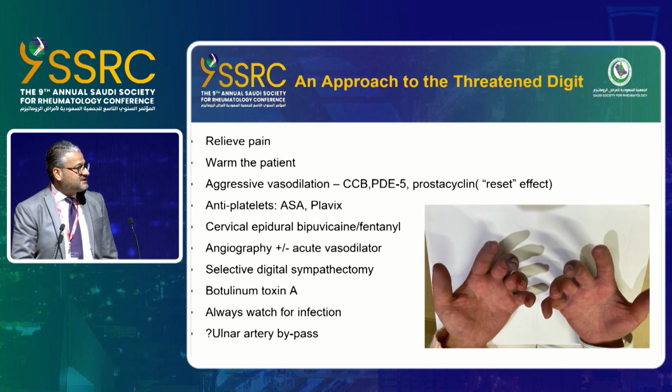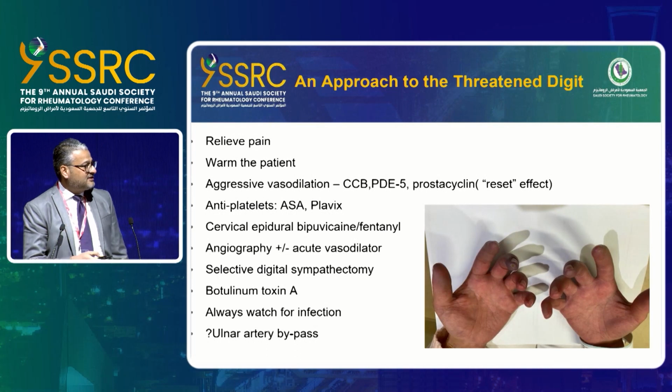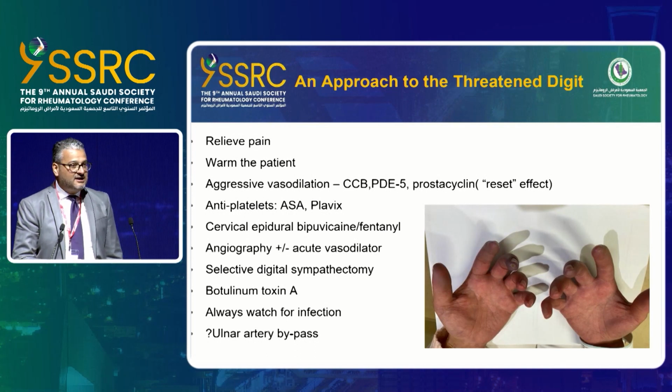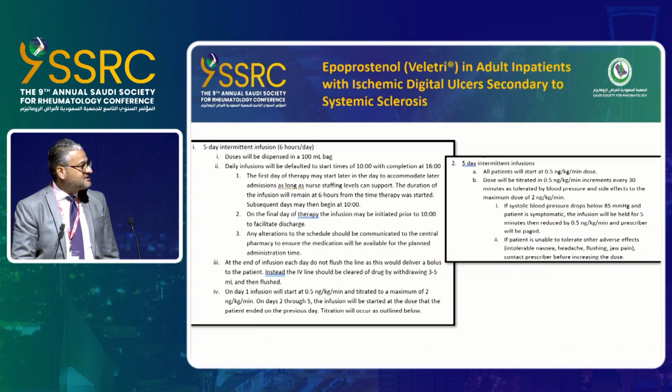Actually, this patient was admitted. She received epoprostenol and the other, selective digital sympathectomy, botulinum toxin. Sometimes it's hard to do on the spot. You need to refer them. But the upper points are easily accessible as an inpatient. And sometimes if it's refractory, you need to do an angiogram of the upper extremity looking for a possible narrowing of one of the main arteries, such as the ulnar artery.